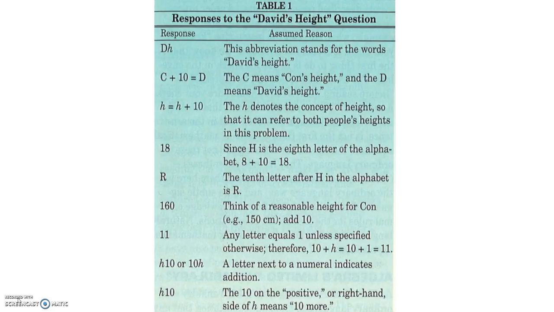The next two responses are similar to that secret code idea that I talked about earlier. So a student would respond 18 since H is the 8th letter of the alphabet. 8 plus 10 equals 18. Makes total sense. Same thing with the next response. The 10th letter after H is R. So David's height must be R.